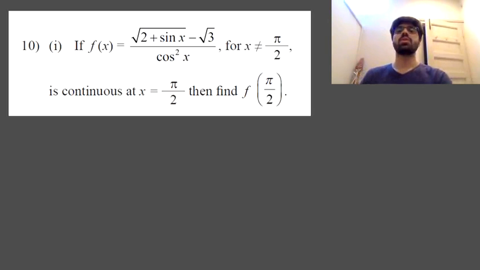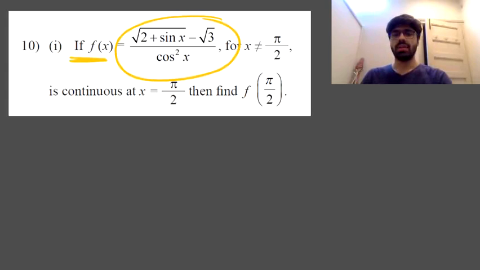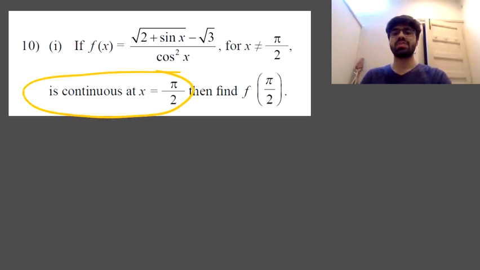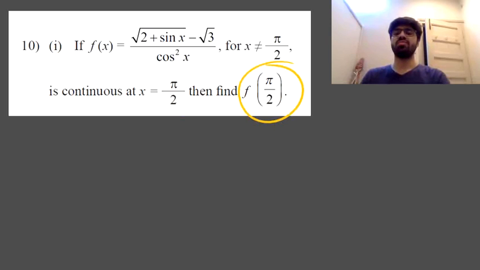Let's continue with the further questions in this exercise. The 10th main question, the first part, tells us that f of x is given to us, and that's the function for x not equal to pi by 2, and you need to make it continuous. They've said that the function is continuous at x equal to pi by 2. Then what will be f of pi by 2?